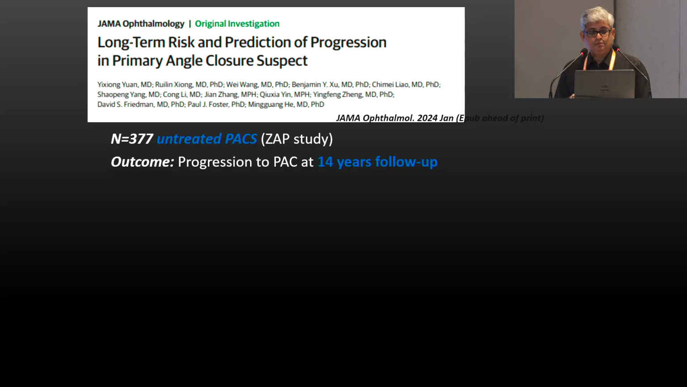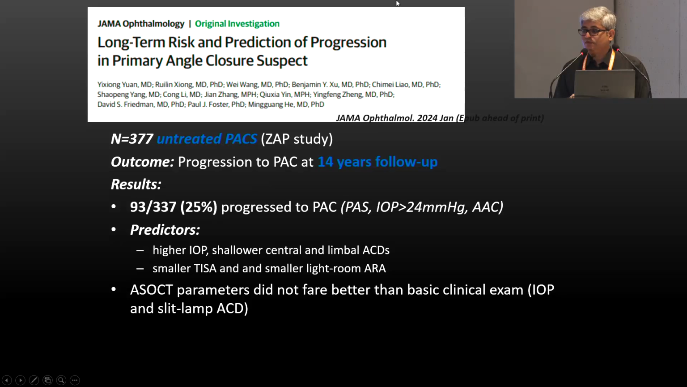Next, long-term risk and prediction of progression in primary angle closure suspect. This was actually in press at the time. Now it is published, I think. Only those eyes with untreated PACS were published separately. This is 377 eyes, and 25% progressed to PAC at 14 years in the non-LPI group. So that is something we have to think about in terms of an OHT kind of picture.